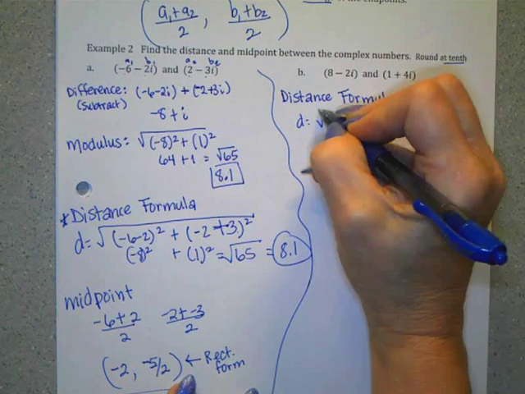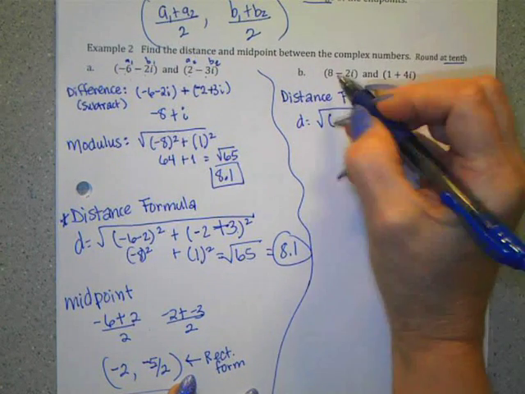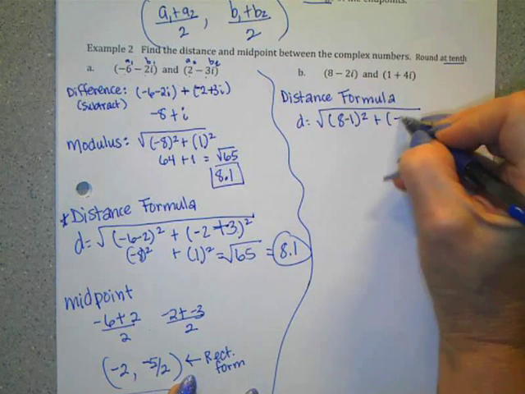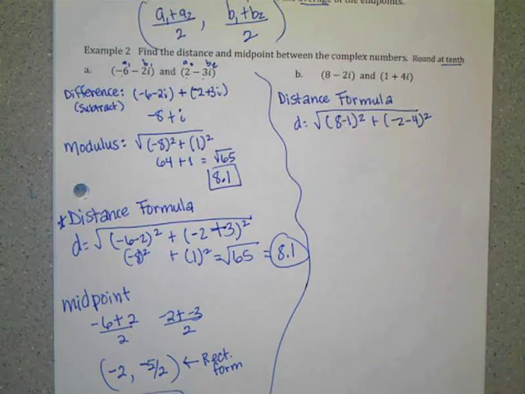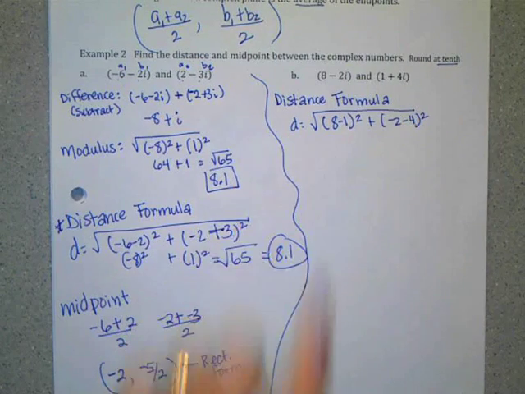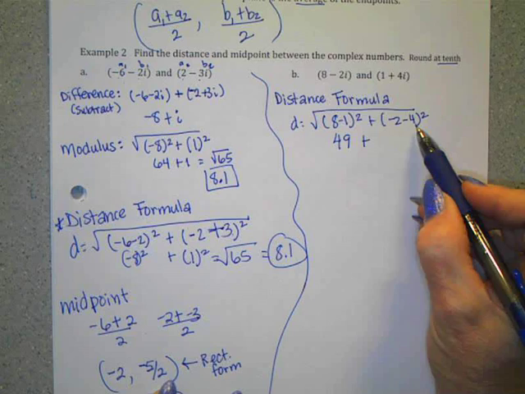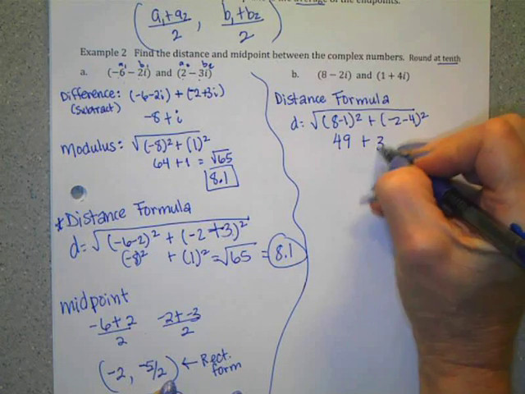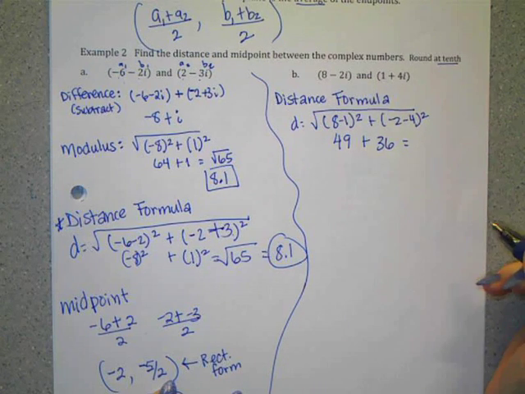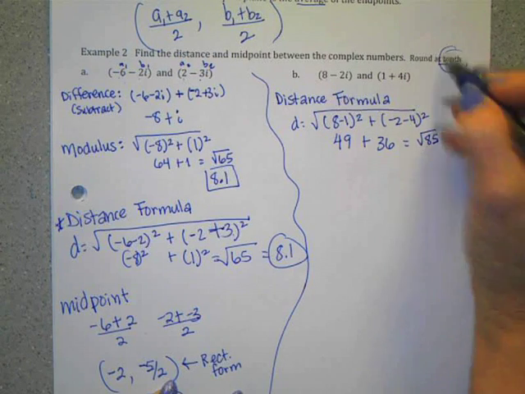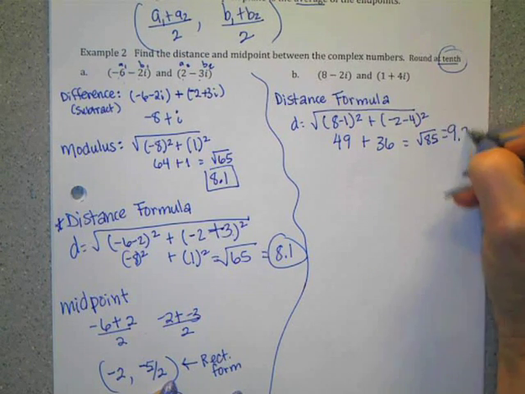So D is going to be equal to the square root of, I have 8 minus 1 squared plus negative 2 minus 4 squared. 8 minus 1 is 7. 7 squared is 49. Negative 2 minus 4 would be negative 6. Negative 6 squared would be 36. 49 plus 36 is the square root of 85. And again, they want us to round to the tenth, so my answer would be 9.2.